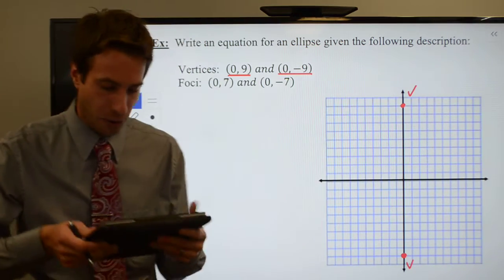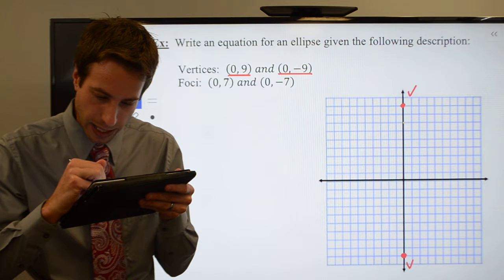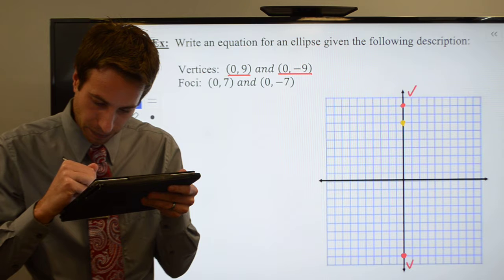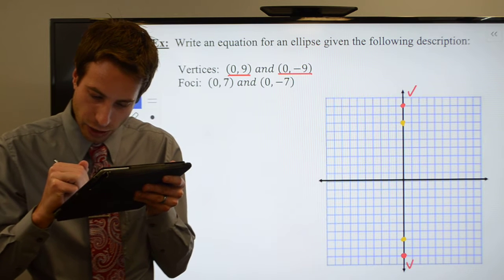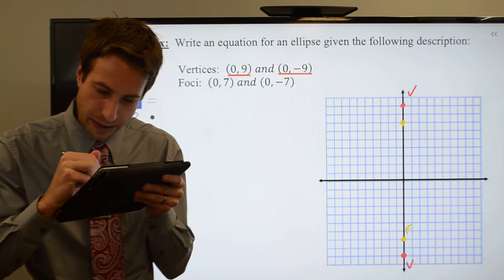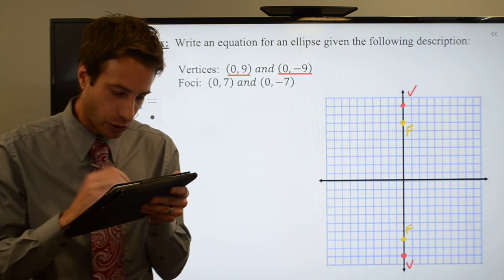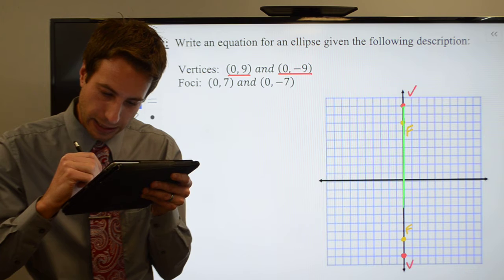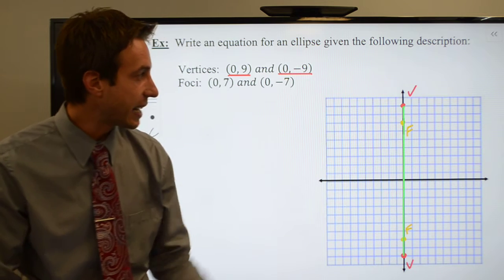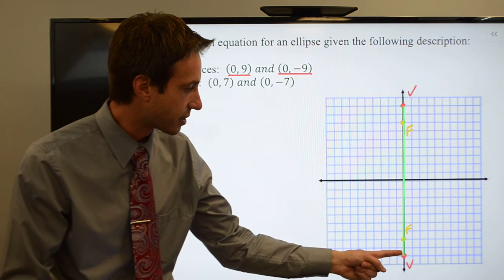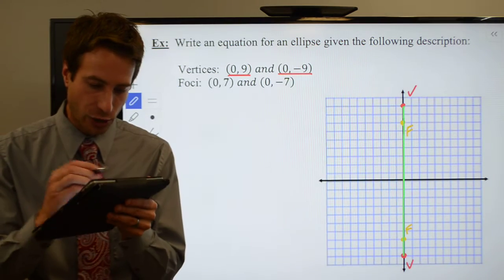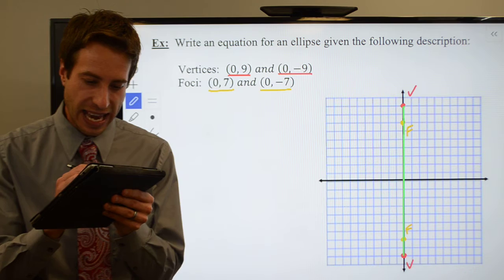I have, okay, perfect, (0, 7), which puts me right there, and (0, negative 7) puts me right there. So there is a foci, there's my other foci, and so here's what I've got. I've got a major axis that runs right there. That is the major axis of my ellipse. So here's what I now know just by graphing my foci and the vertices.